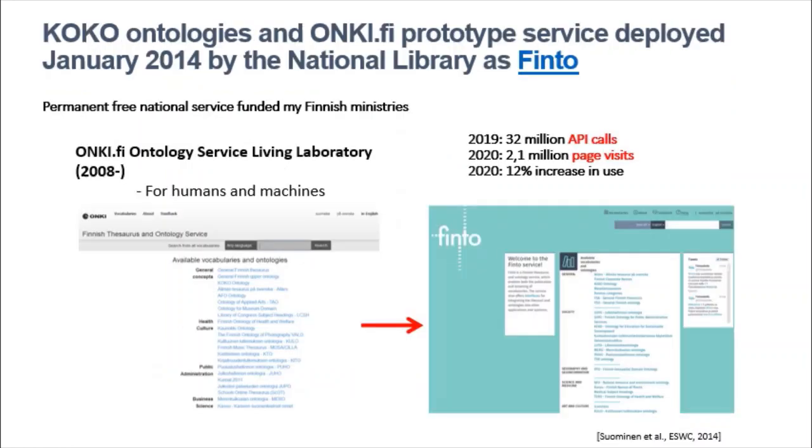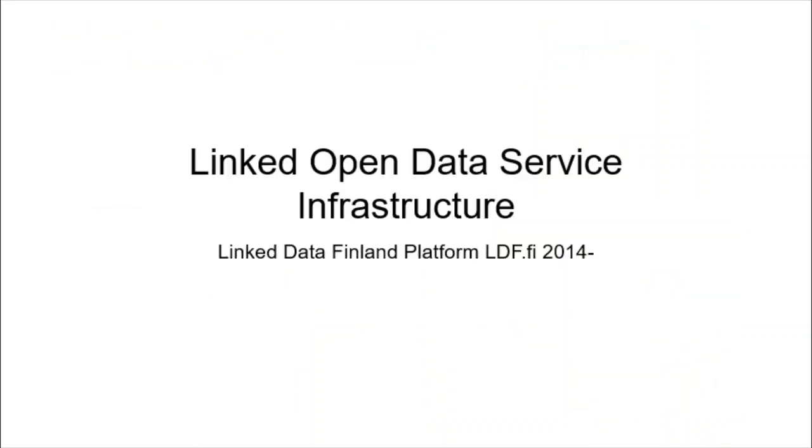To disseminate the ontologies of the linked ontology cloud COCO, we created a prototype of a national ontology service called Onki.fi in 2008. In 2014, the National Library of Finland deployed Onki service as Finto.fi service. This is a free service in Finland to be used by API calls and human users. In addition to publishing ontologies as services, we need data services for publishing linked open datasets. For this purpose, we created the Linked Data Finland platform LDF.fi.